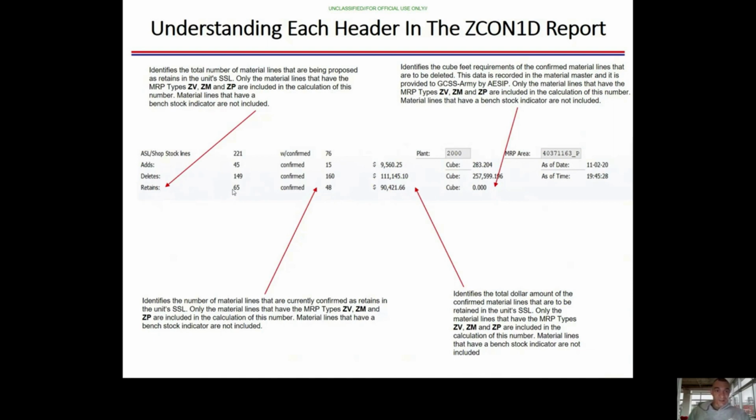So when talking about retains, it's the total number of lines on your SSL that's being proposed that you retain. And then move over to confirm, the total number of lines is currently confirmed as retained on your SSL. All right, and then of course the price, where this is the total price of these 48 lines that is currently on your SSL. And then your cube, like I said, this identifies your cube, it's pulled from your material master in GCSS Army.